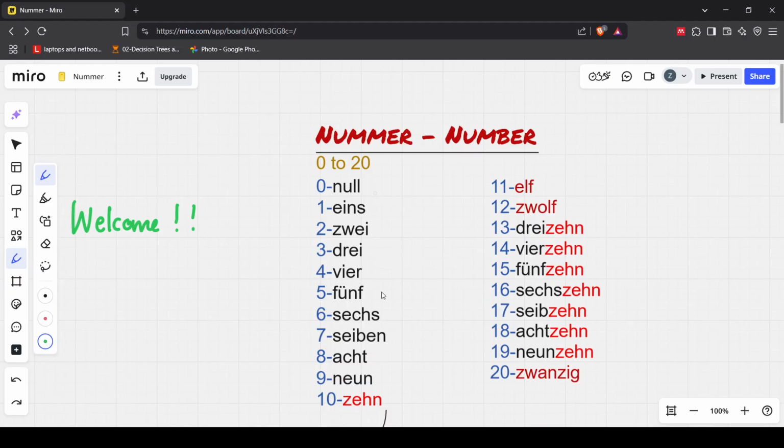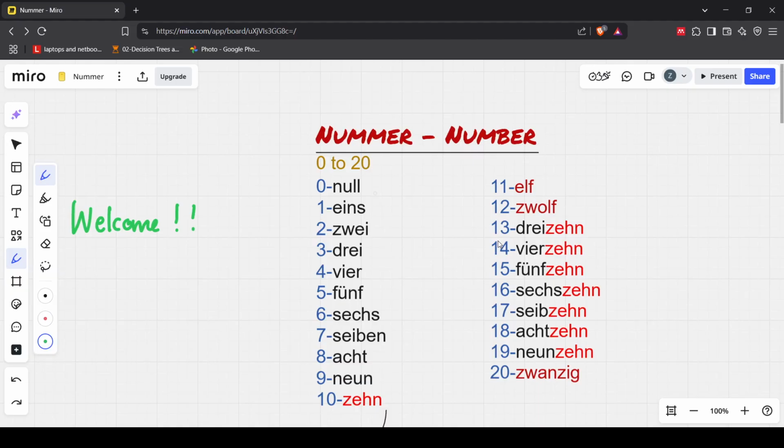First of all, you should learn the German for the first 0 to 10. Then things will become easier. You should learn 0, 1, 2, 3, 4, 5, 6, 7, 8, 9, 10. And after that, we will go to 11. Elf and zwölf are unique words compared to the following numbers like 13, 14, 15. They are slightly different. 11 and 12 we have to learn by heart.